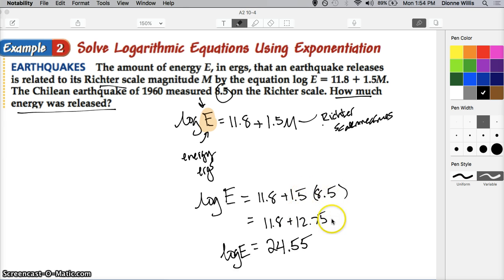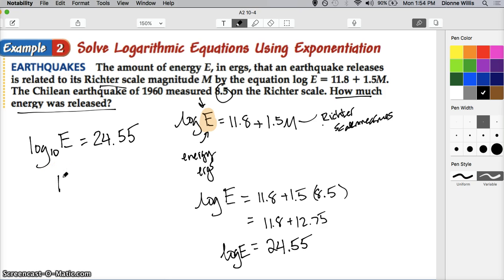After multiplying this and adding it together, we get that the common log of E is equal to 24.55. Okay, so if that's the case, how do we solve for this value? What does it mean? Well, we remember that the common log is log base 10. So this is really log base 10 of some number is equal to 24.55.